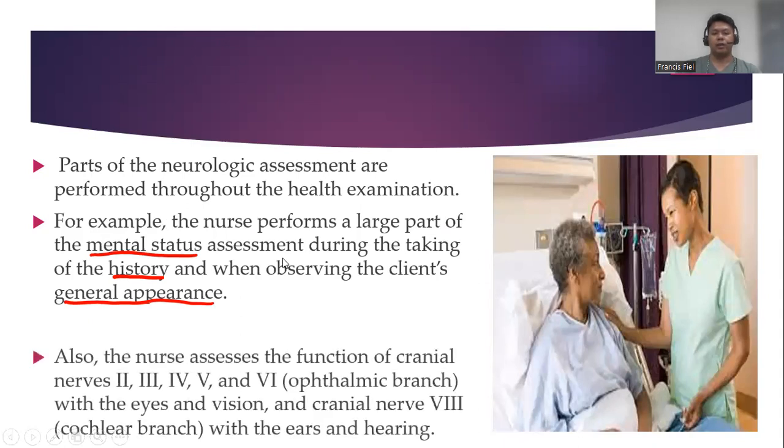Then also, the nurse assesses for the functions of the cranial nerves 2, 3, 4, 5, and 6. So there is the ophthalmic branch with the eyes and vision, and the cranial nerve 8 with the ears and hearing. So we have the cochlear branch for the hearing. Mamaya we'll dive deeper with the cranial nerves.